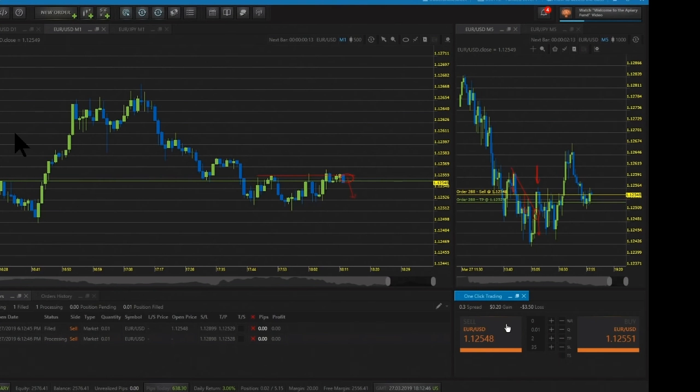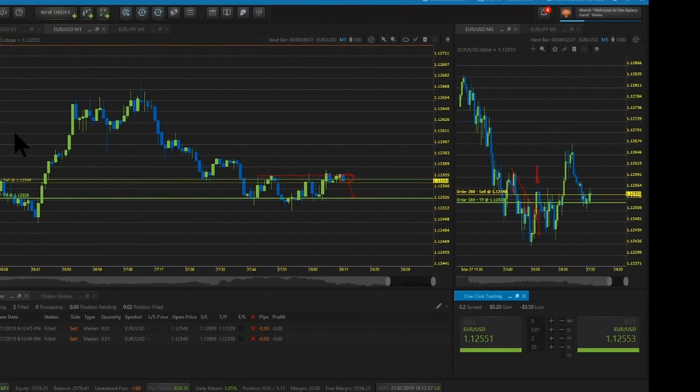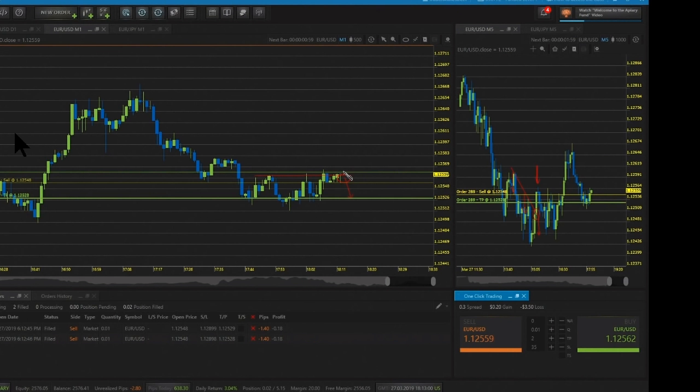So I've entered a position. I'm in two positions right here of 0.01. You can see my total positions is 0.02. If this thing breaks up above this resistance level, then I'm still short in the market. I still think the market's going to drop down.